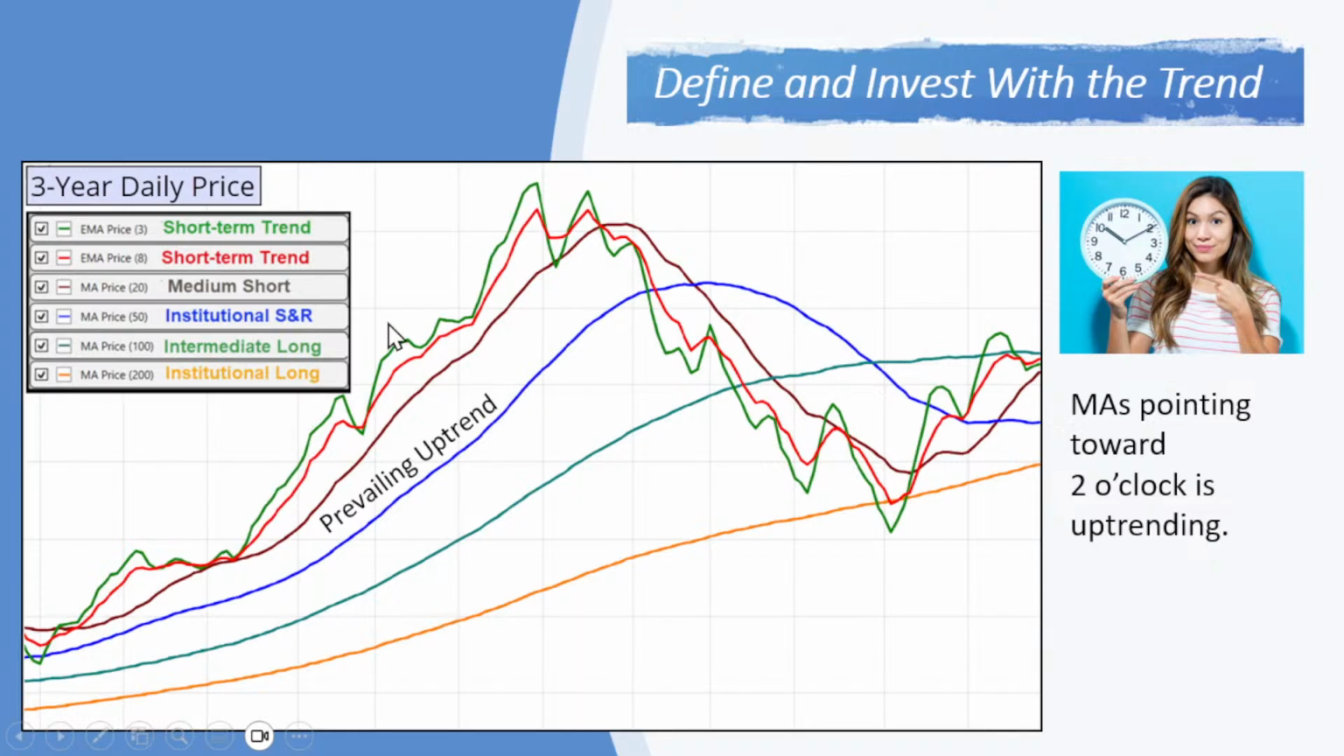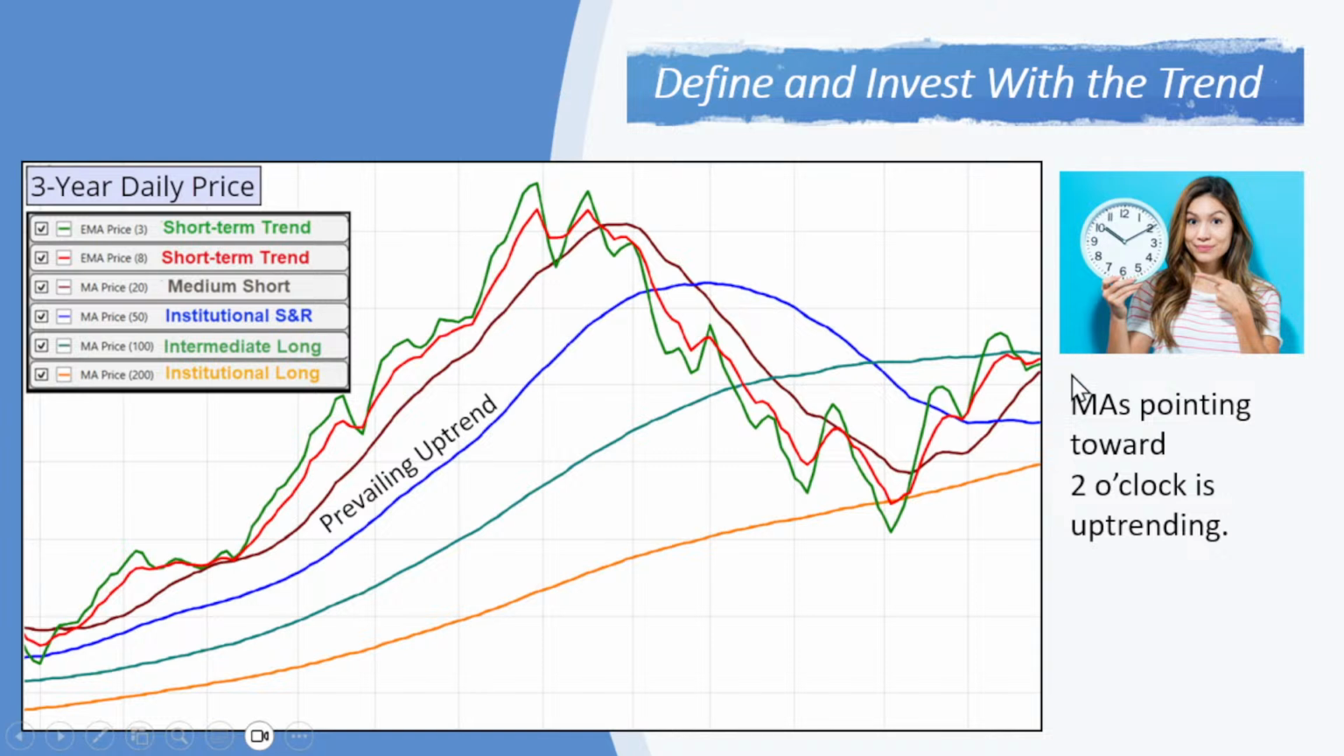Here's just a chart of 6 moving averages, 2 EMAs, 4 simple moving averages. The short-term moving averages are the EMAs, the 3 and the 8. The medium short-term is a 20-day. You can use a moving average for that. You can use an EMA for that. My rule of thumb is if you're 20 period or less, use an EMA. 20 period or more, use a simple moving average. So you can use an EMA or a simple moving average for the 20. But absolutely, when you go shorter than that, you're definitely going to use an EMA.